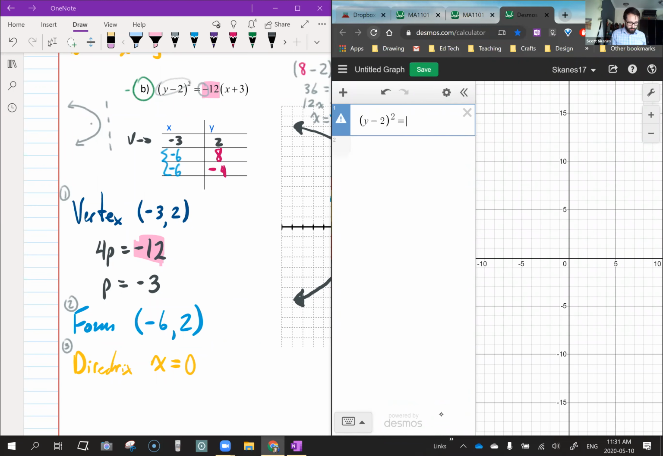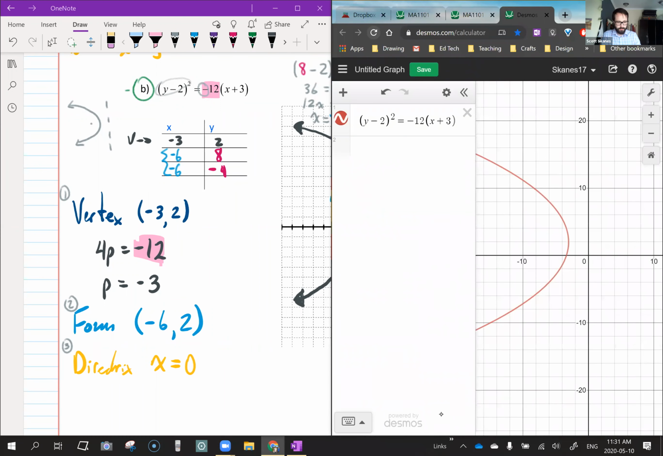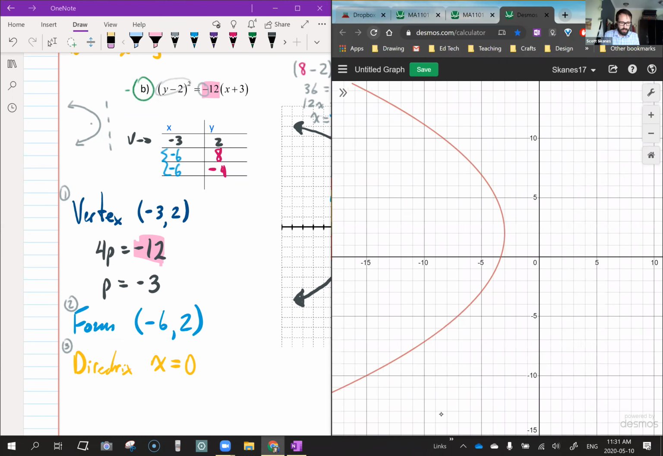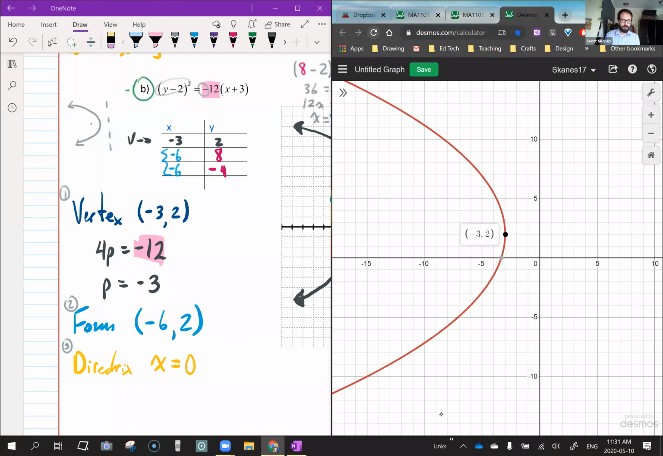(y - 2) squared equals -12 (x + 3). And look, we got this. The problem is it doesn't tell us where our focus and directrix are. So you have to get that yourself. But it'll at least give you the vertex, (-3, 2). And we can see that if that is the case and we have p, we could probably steal another value from this.